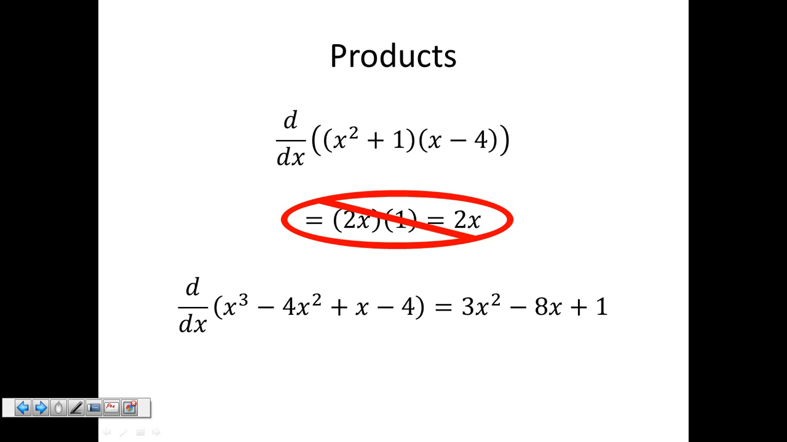So x squared plus 1 times x minus 4 becomes x cubed minus 4x squared plus x minus 4. Now there's no calculus there. That is all just algebra. Then I apply the calculus. I actually take the derivative, I use all my rules, and I get 3x squared minus 8x plus 1. So if you're asked to take the derivative of a product, what you've got to do right now is do the algebra to figure out what that product is and then take the derivative.